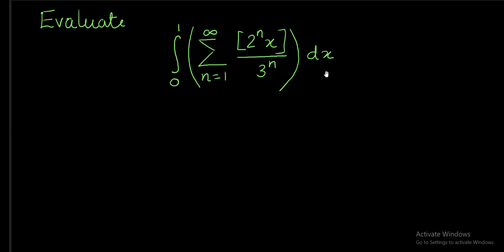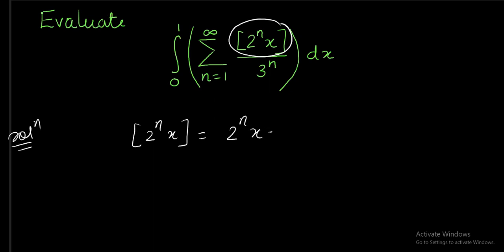And what I'm going to do is my first step in solving this question will be replacing this integral part function with the integer and fractional part. Of integral part of 2 raised to the power nx, I'm going to write it as 2 power nx minus fractional part of 2 raised to the power nx. This is how we will be starting the question.